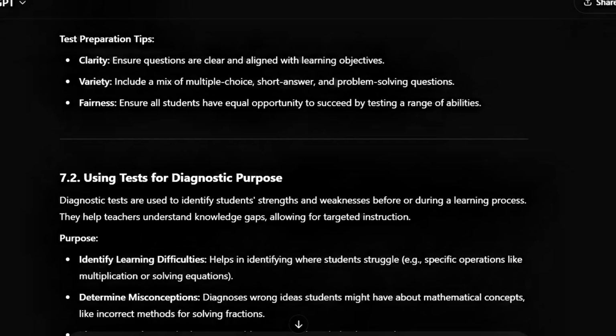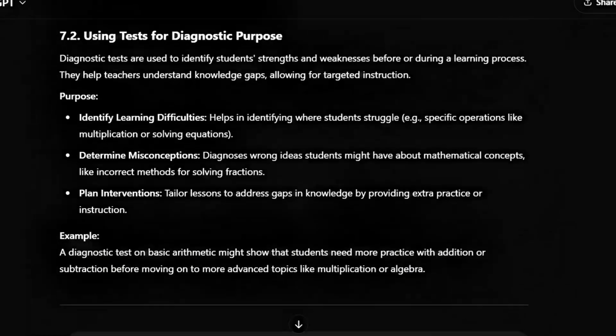Diagnostic tests are used to identify student strengths and weaknesses before or during a learning process. They help teachers understand knowledge gaps, allowing for targeted instruction. Purpose: identify learning difficulties, which helps in identifying where students struggle, e.g., specific operations like multiplication or solving equations. Determine misconceptions: diagnose wrong ideas students might have about mathematical concepts, like incorrect methods for solving fractions.